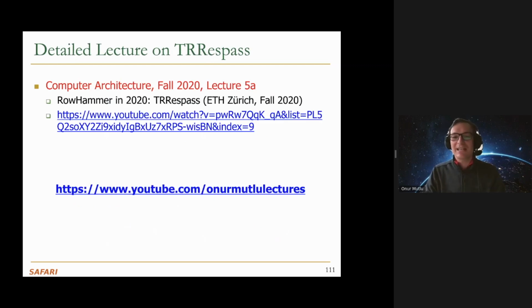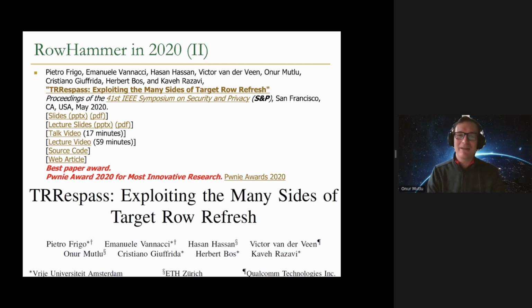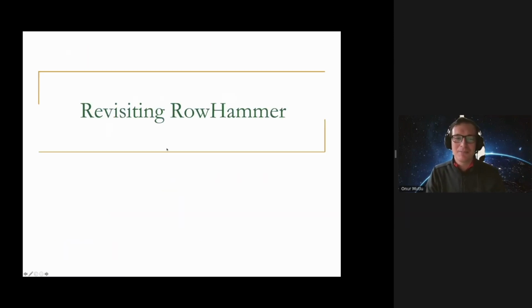Okay, there's a detailed lecture that talks more about TRRespass that I'm not going to talk about right now. We don't have time, and you can certainly read the paper, or even better, perhaps download the source code and read the paper and improve the tool to show that you can do better. So let me talk about the other work, which is a completely different direction, but essentially leads to a similar conclusion. But the study is done in a completely different way.